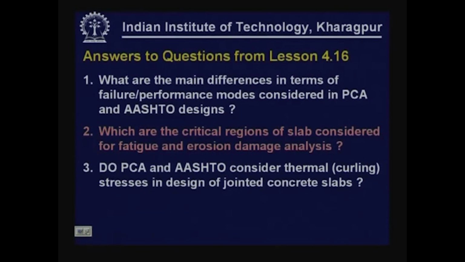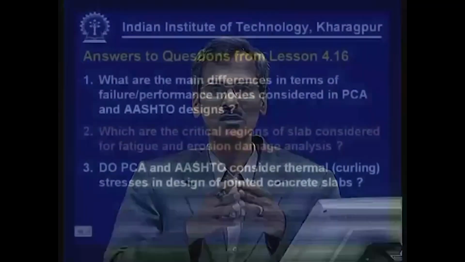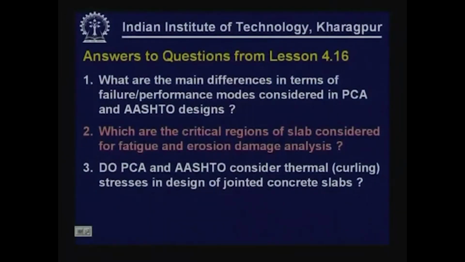Do PCA and AASHTO consider thermal curling stresses in design of jointed concrete slabs? AASHTO does not take into account the thermal stress at all. PCA also does not take into account the thermal stresses, because it is not considered in fatigue analysis, because the combination of thermal stresses and wheel load stresses throughout the season is not going to be additive. So that is the reason the thermal curling stresses are not considered in the PCA design.